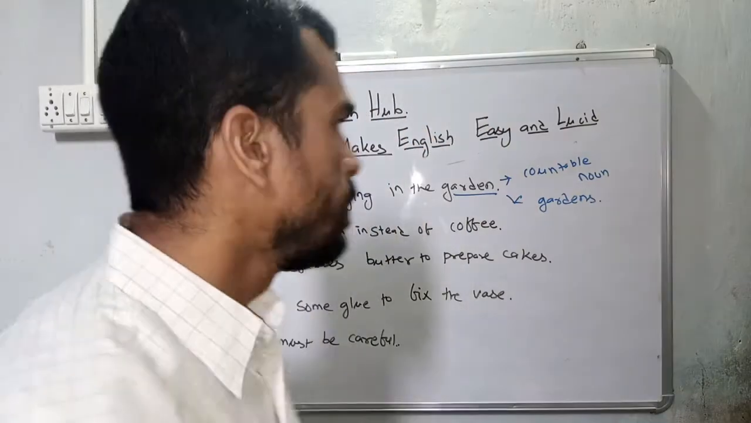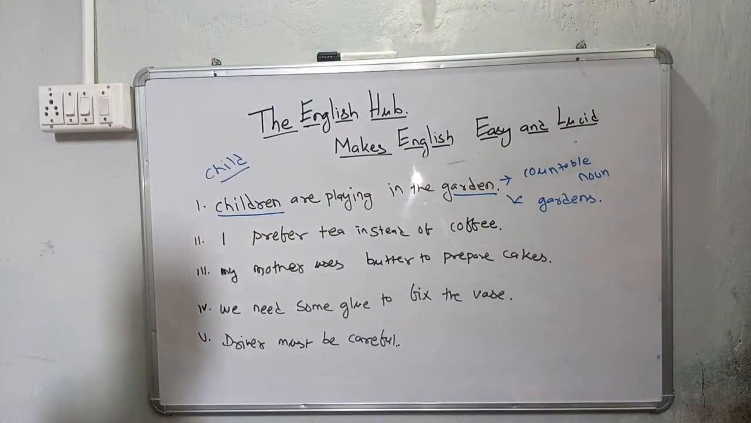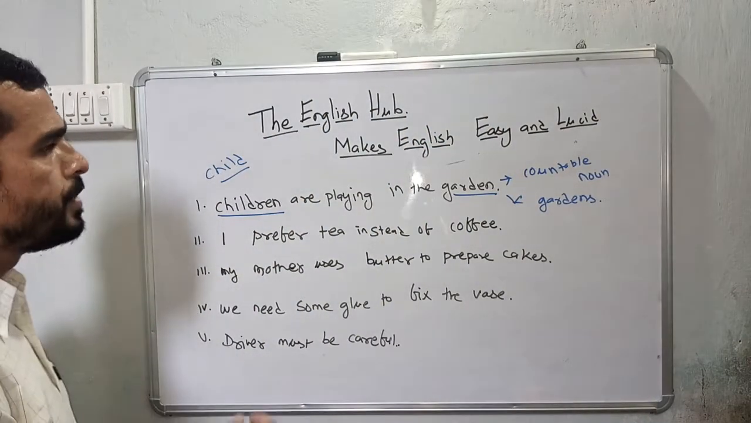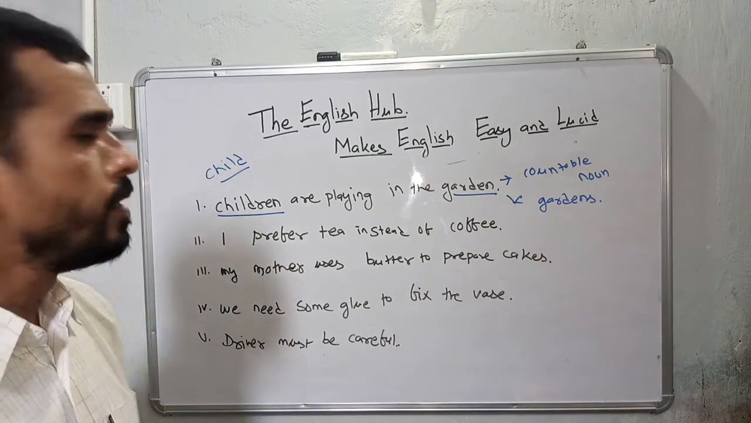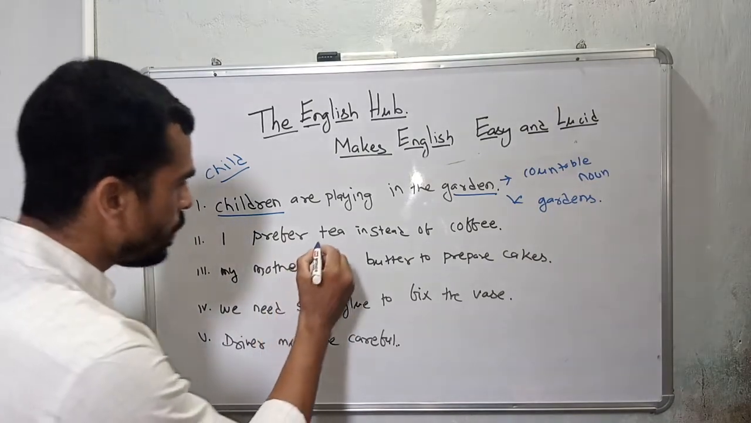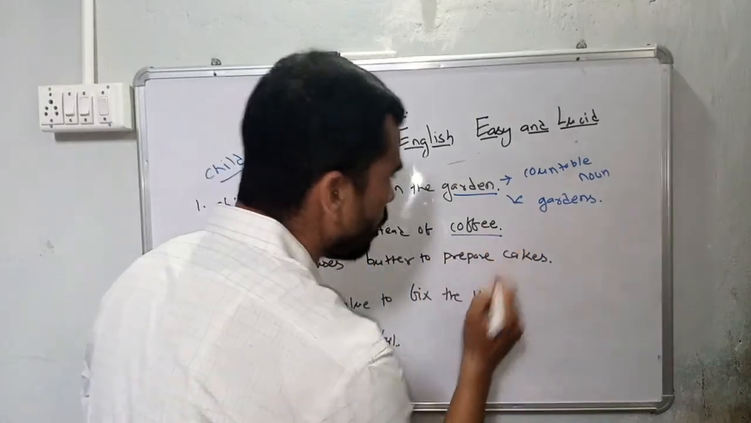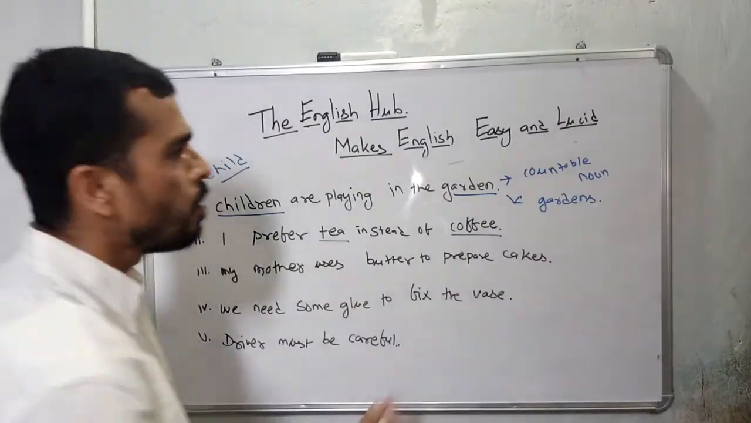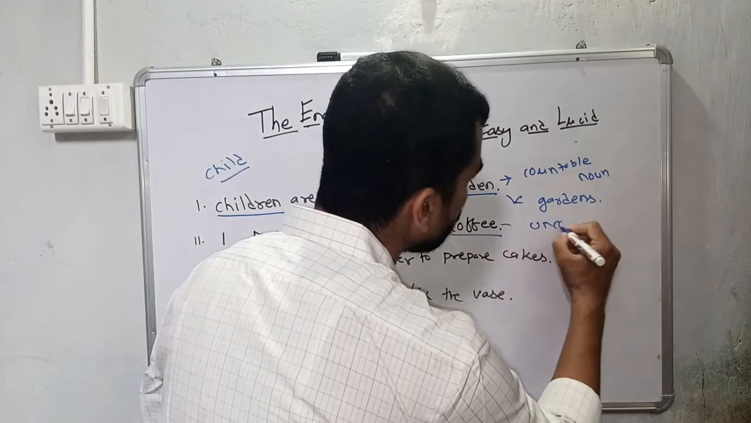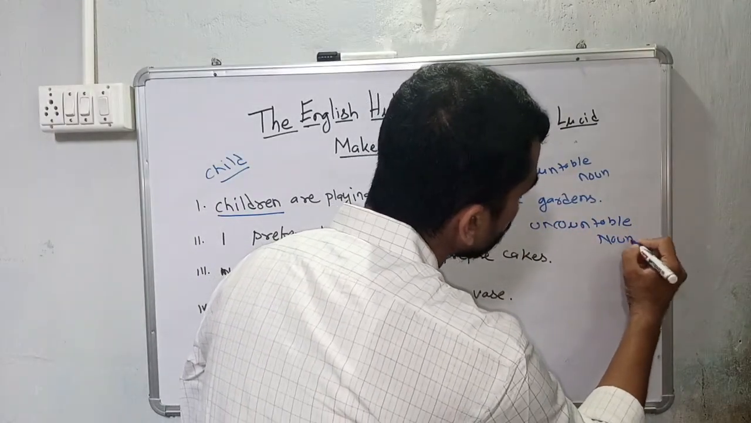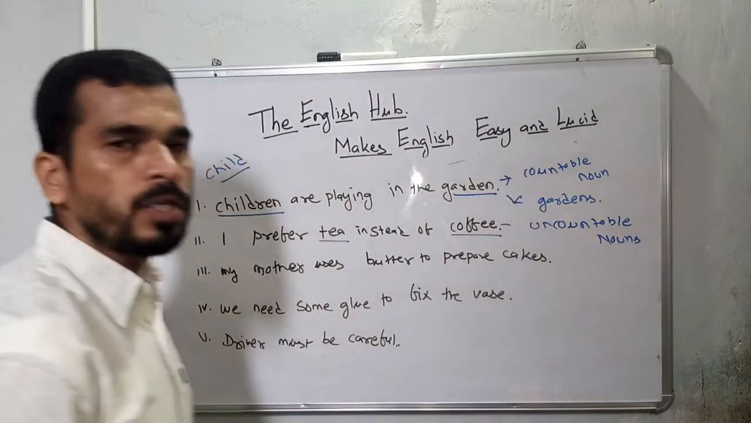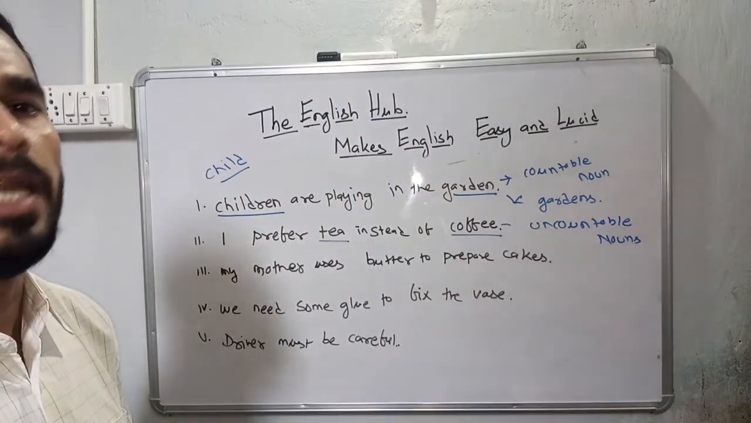Let's start. The second sentence is: I prefer tea instead of coffee. How many nouns are there? There are two nouns. One is tea, another one is coffee. Both are uncountable nouns, because we cannot count tea and coffee.